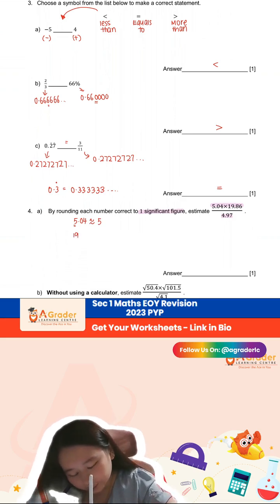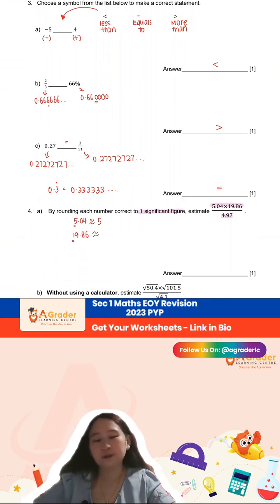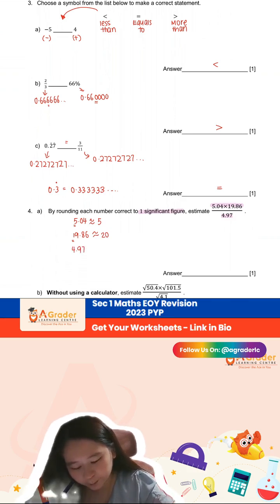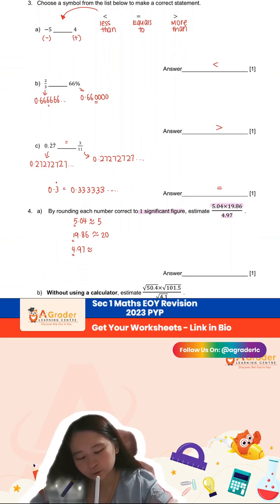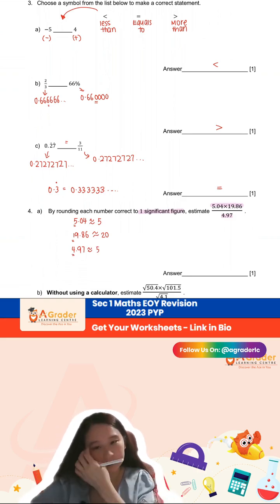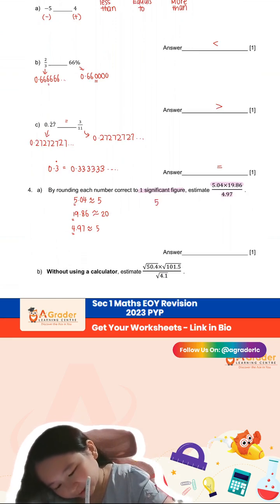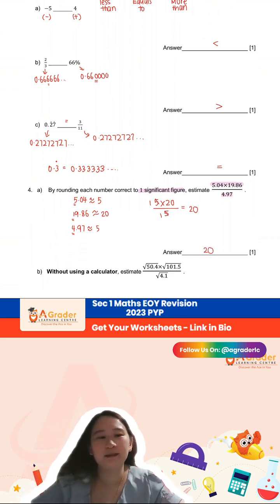Next number, 19.86. When I round off to one significant figure, the greatest place is the tens place, so I round off to the tens place. Yep. And then for the last number, in the denominator, I have 4.97. So when I round off to one significant figure, I round off to my ones place, which is also 5. Yep, good job. Okay, so when I estimate this whole thing, I will get 5 times 20 divided by 5. So I can do my necessary cancelling, and then I get my answer, 20.